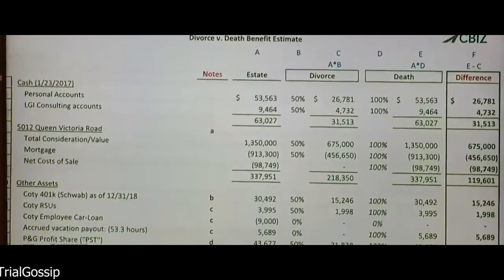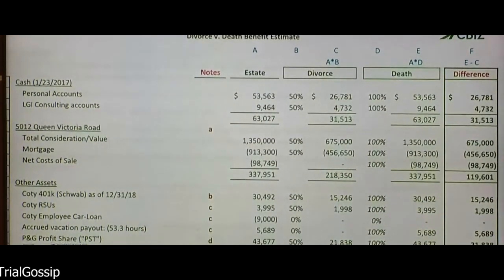Okay. And even though the account is only in Ms. Sementilli's name, even in divorce, she would still only receive half of it, unless she could somehow trace the funds that were in there to a separate property source, which I assumed could not be done since LGI was not formed before marriage. Okay. And so the difference there between what she would get on divorce versus death, we can see that it's a difference of $31,513, basically 50%. That's correct.